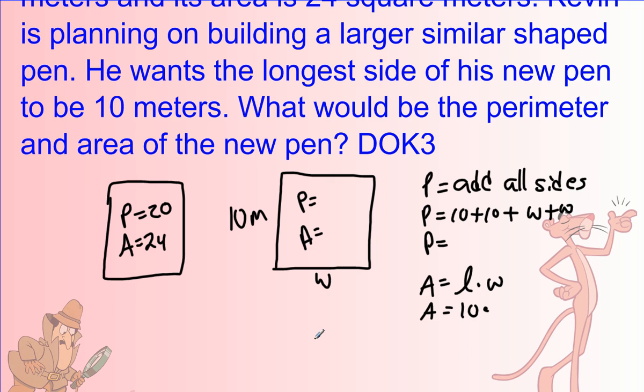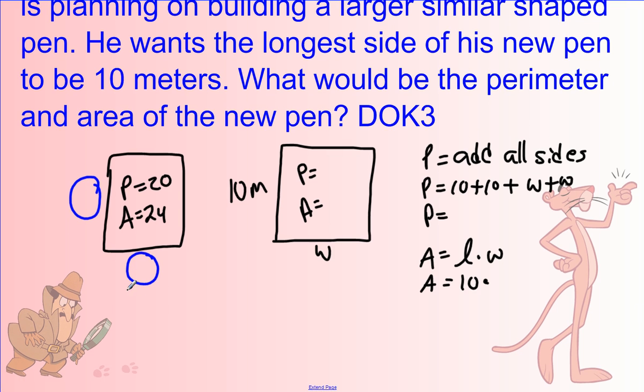The problem here, and the reason why this is a DOK3, is it does not tell me what the size of the sides are. It doesn't say they're 8 meters and 3 meters. I have to figure this out.